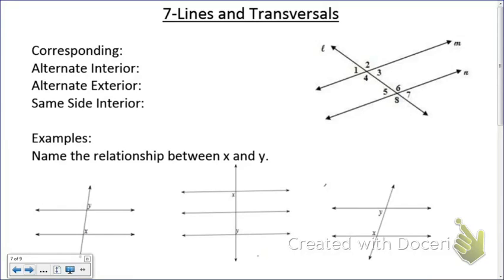The first relationship that we talked about were corresponding angles. These are angles that are in similar positions in relation to each line and the transversal. For instance, angles 1 and 5 would be corresponding angles. Another pair would be 2 and 6.